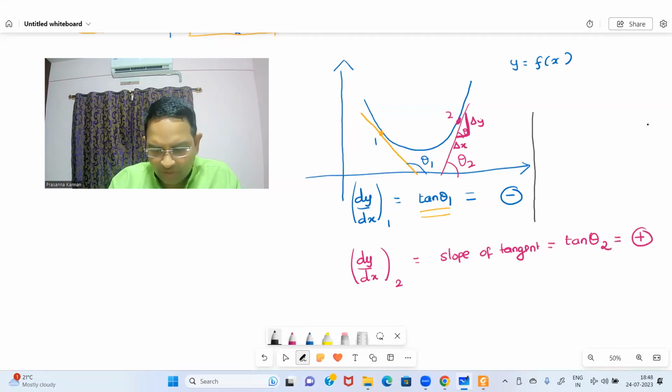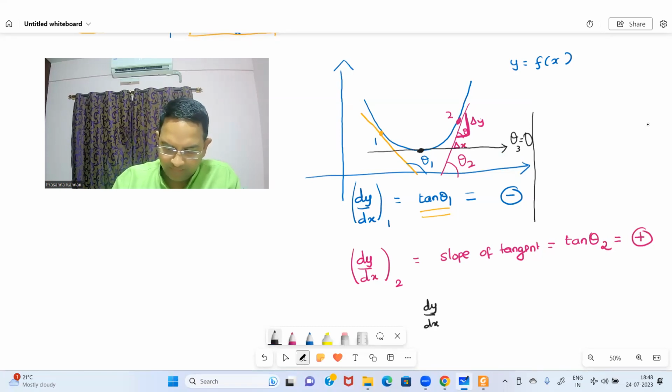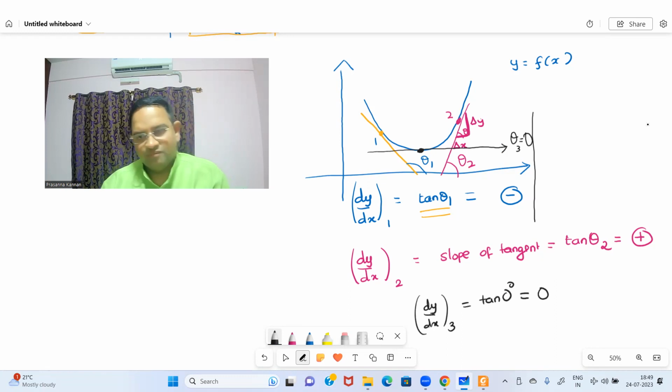Okay, guys. Now I am asking you an important question. At this point, I'm drawing a tangent. What angle is this line going to make with the x-axis? Let me call this theta 3. 0. 0, obviously, right? It is parallel to the x-axis. So what is the slope of this line? 0. 0, exactly. Zero. Are you clear, students? Yes, sir. Excellent. Okay.